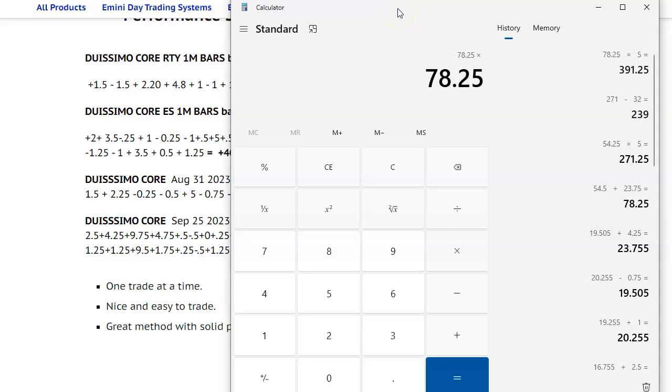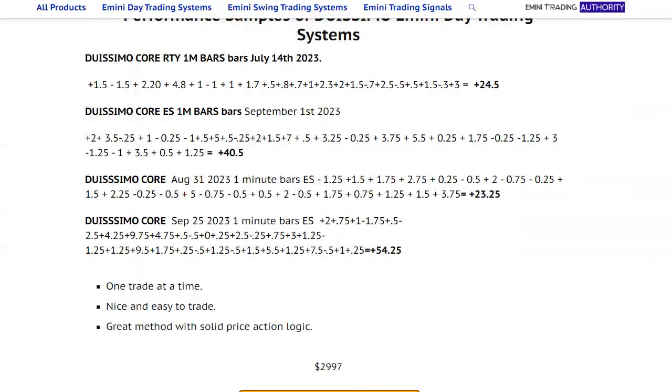I'm running out of time here. So if you're trading E-minis, your first day could have been $3,912 if this was your first day. That can pay a lot of bills for folks, right? For most folks.